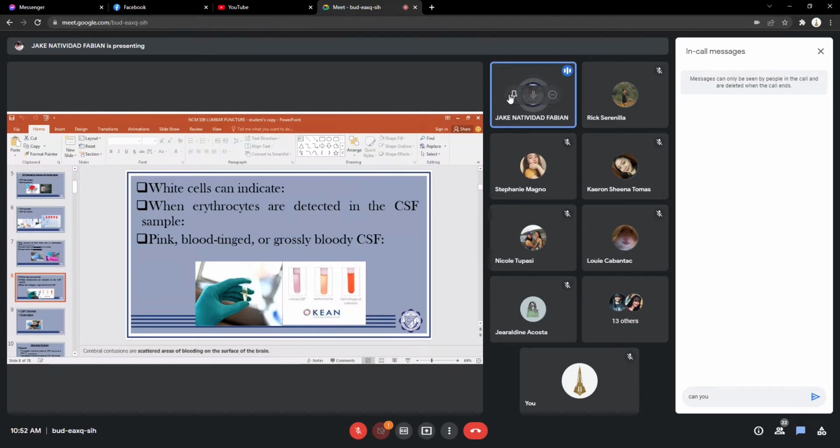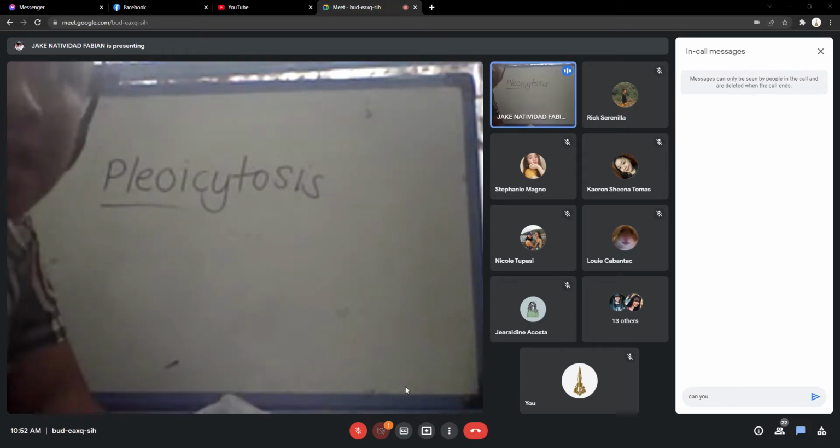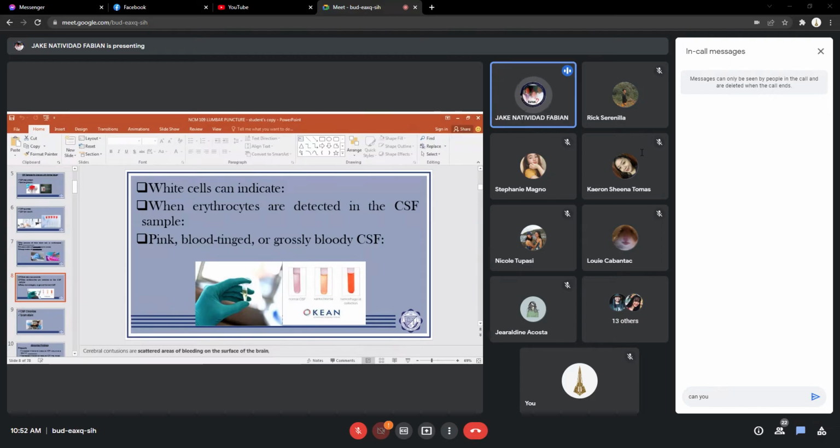When erythrocytes, your red blood cells, are detected in the CSF, sabi natin, there should be no red blood cells. There should be no erythrocytes in the CSF. When they are present, then that suggests now a subarachnoid hemorrhage or an intracranial hemorrhage.